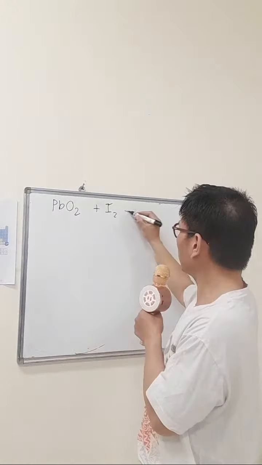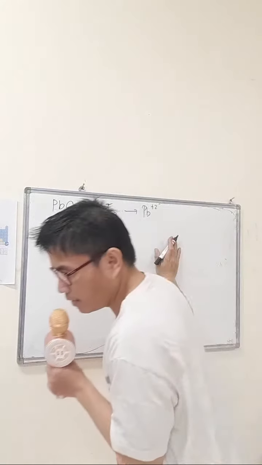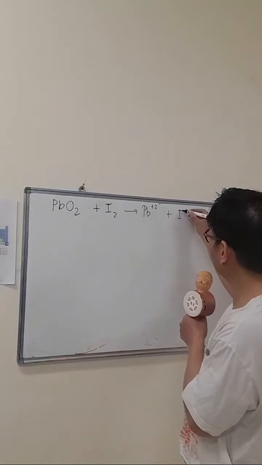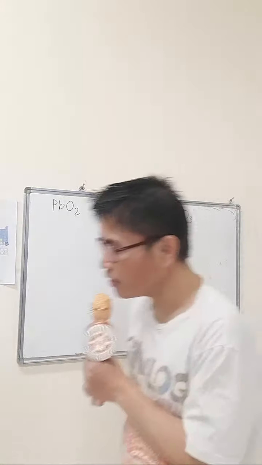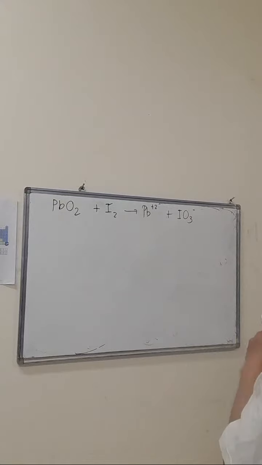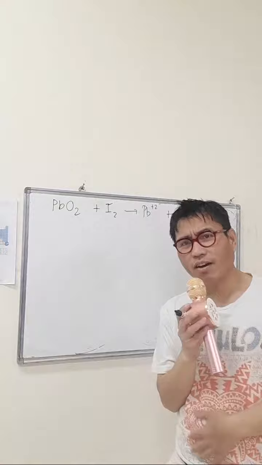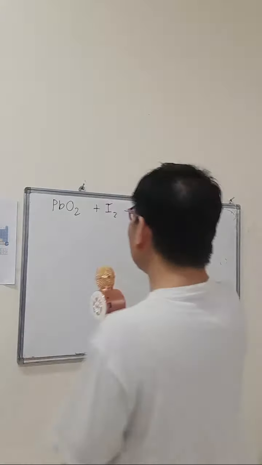Is equal to Pb positive 2 plus iodate, this one with a charge of negative 1. Okay, so let's check if this is really redox. The first step is to assign the oxidation state of each element and compound in the reactants and the products. Okay, it's going to be like this.